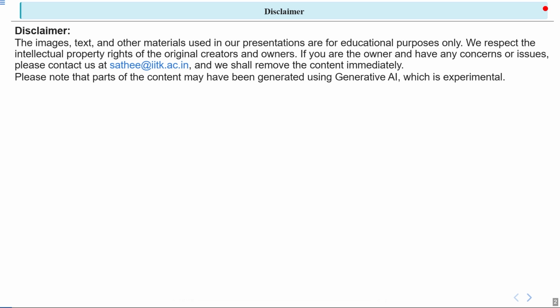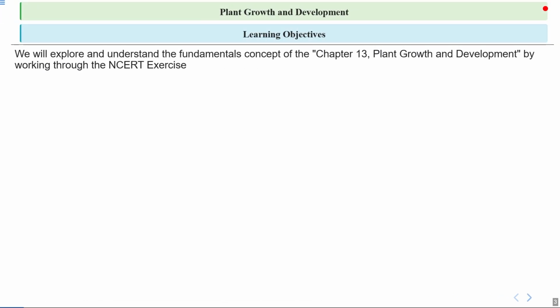So, this is a disclaimer. This will be our learning objectives. We will explore and understand the fundamental concepts of chapter 13, that is plant growth and development, by working through the NCERT exercise.